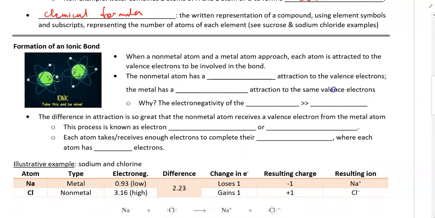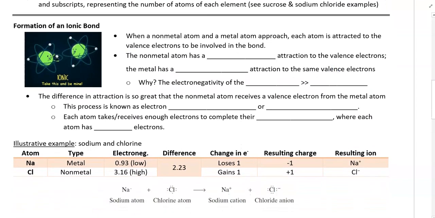Let's talk about the formation of an ionic bond. There are a lot of parts that go into this, but it really is the same idea. It all comes down to potential energy. When a nonmetal atom and a metal atom approach each other, each atom is attracted to the valence electrons that are supposed to be involved in this bond, kind of like we saw with covalent bonds. When you bring them closer to each other, there are going to be attractions between the nucleus of one atom and the electrons of the other.